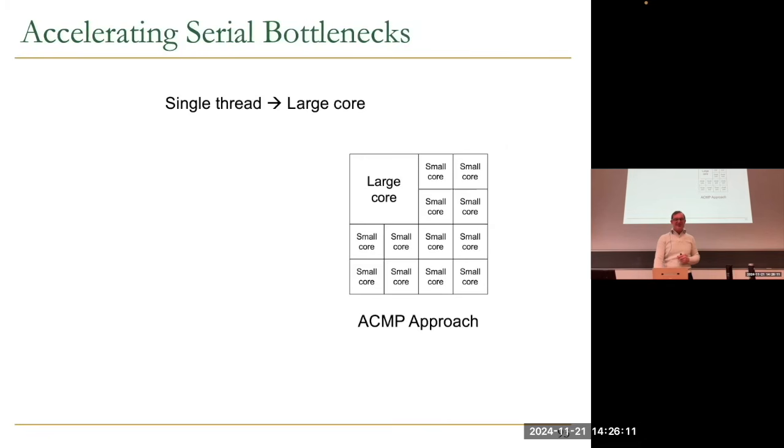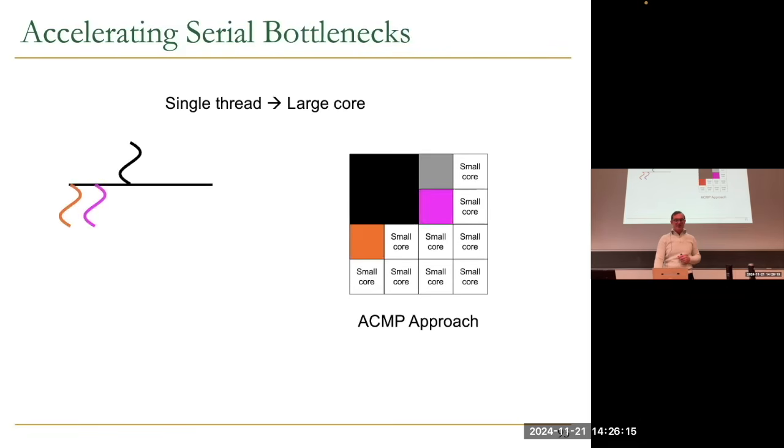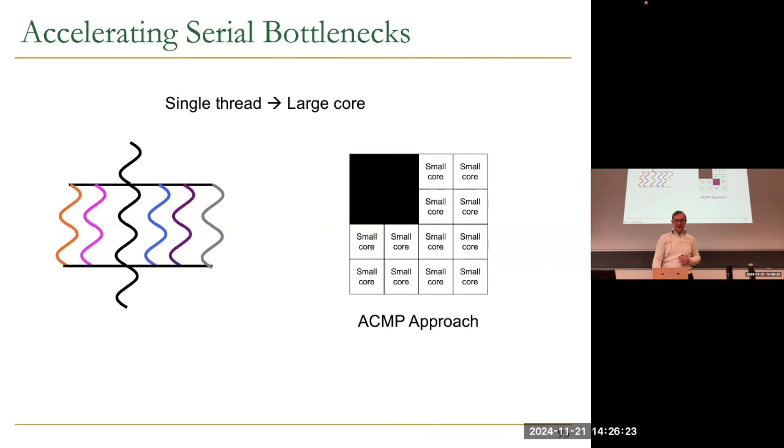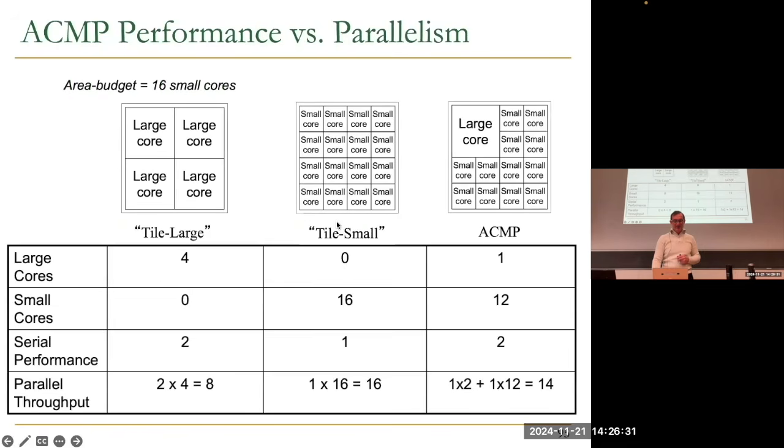So basically, if you want to accelerate serial bottlenecks, whenever you have a single thread, execute on the large core. And whenever you have many threads, schedule them on the small cores, regardless of your parallelism. And then when you get back to a single thread, let's say this is the parallel part, this is the serial part, you go back to the large core. Right? That's the idea.